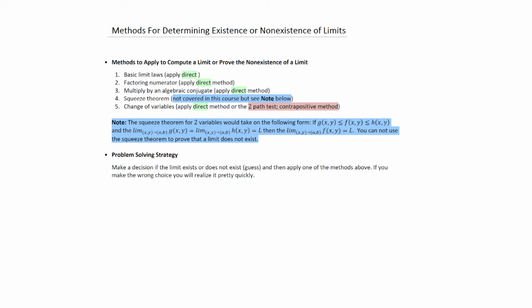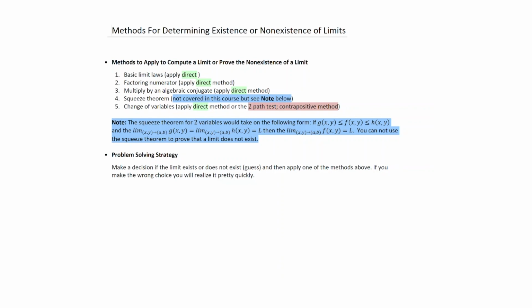Okay, and then the fifth is the change of variables. You can apply the direct method to prove it exists, or the two-path test, the contrapositive method, to prove it doesn't exist. Again, we'll do examples for both cases. And the second part, the contrapositive method to prove the limit does not exist, we'll look at examples in Lecture 2C.